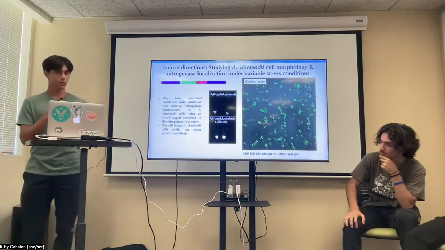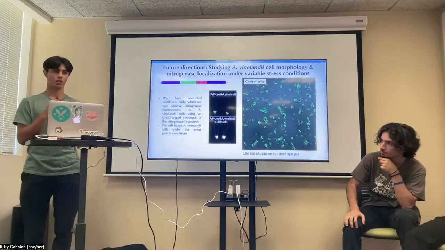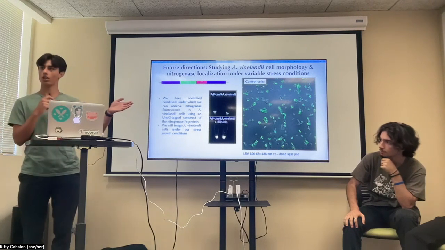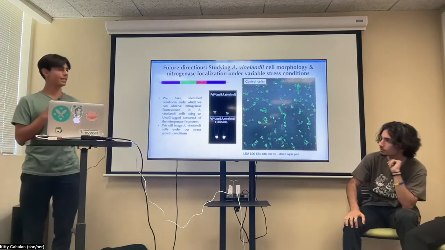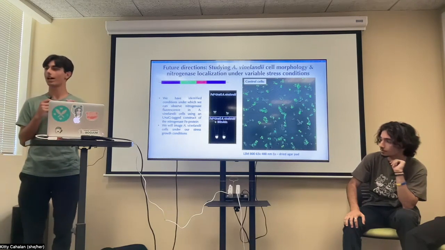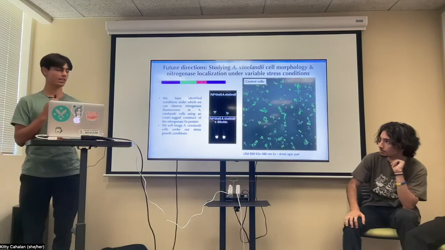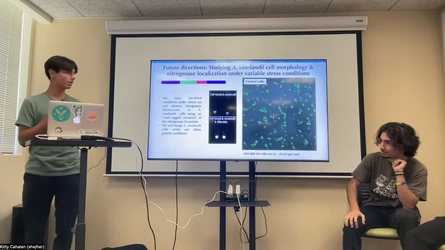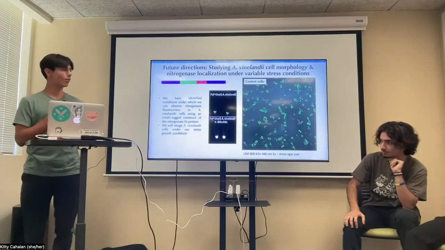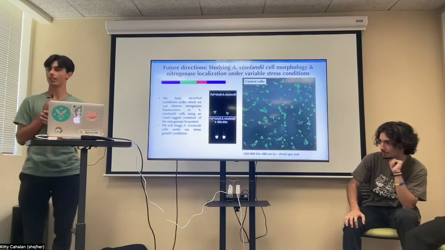So what we did is we added the UNA-G tag to nitrogenase and took a fluorescent image on a fluorescent microscope. And this is interesting because it shows not only how the stress conditions can affect the size and the shape of the cell, but also how it affects the location of nitrogenase in the cell. And sadly, because of the short amount of time we had together, we weren't able to complete this process of studying the various stress conditions, but we think it's important and should be studied in the future.